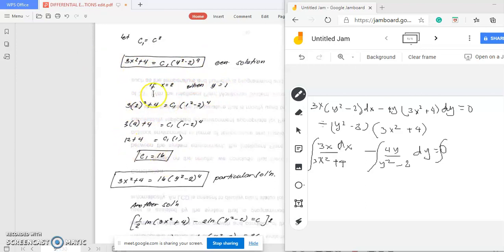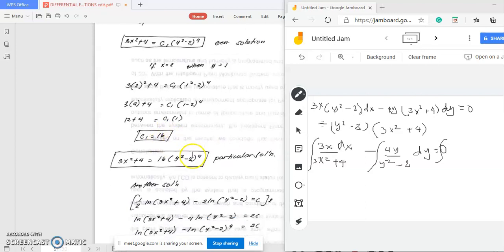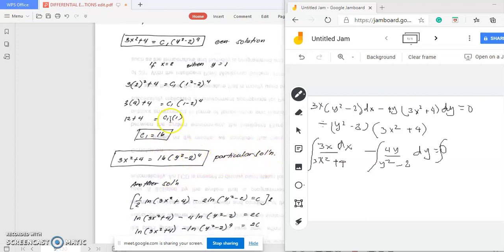Then after that, you could get like your x becomes 2, your y becomes 1. So 2 times 2, that is 4, times 3, that is 12, plus 4. Then this 1 squared minus 2, that is 1 minus 2, that is negative 1, right? Negative 1 raised to the power of 4 is still 1. So, from that, you have 16. C sub 1 is equivalent to 16. So, therefore, your particular solution is when your C sub 1 has already the value.